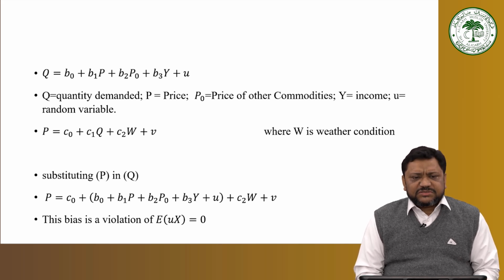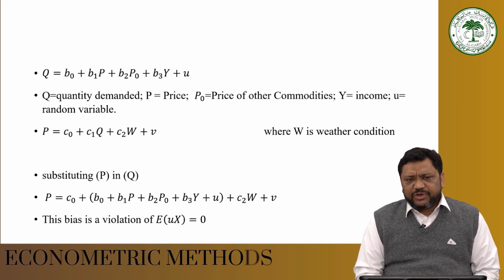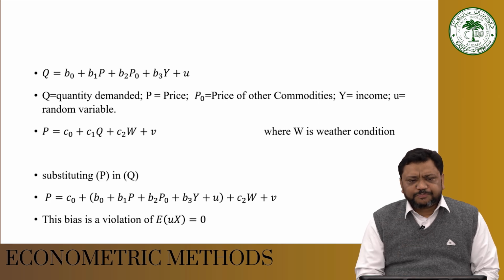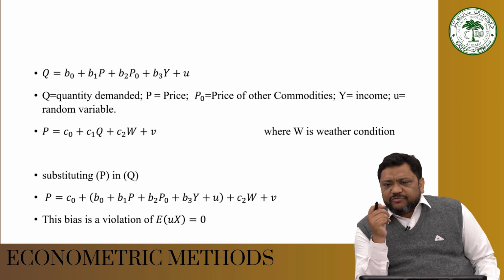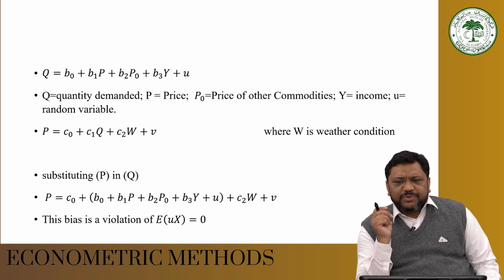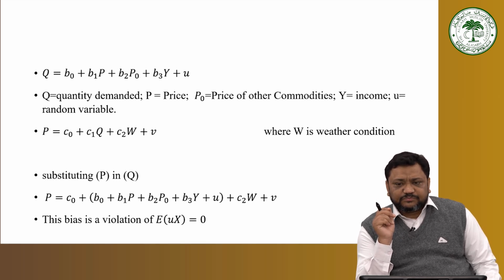The idea behind this concept is like we estimate a demand function, that is QD is equal to B naught plus B1P plus B2P naught plus B3Y plus U, where P is the price of the commodity and P naught is the price of other commodities, Y is your income and U is the random variable. But if we apply OLS over here, we will get biased estimates of B naught and B1, as price and the random term U or the error term U are not independent.